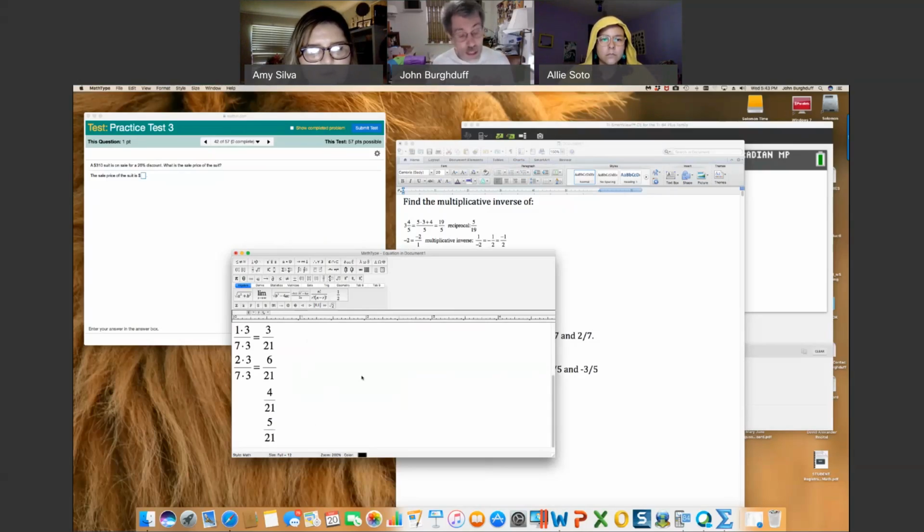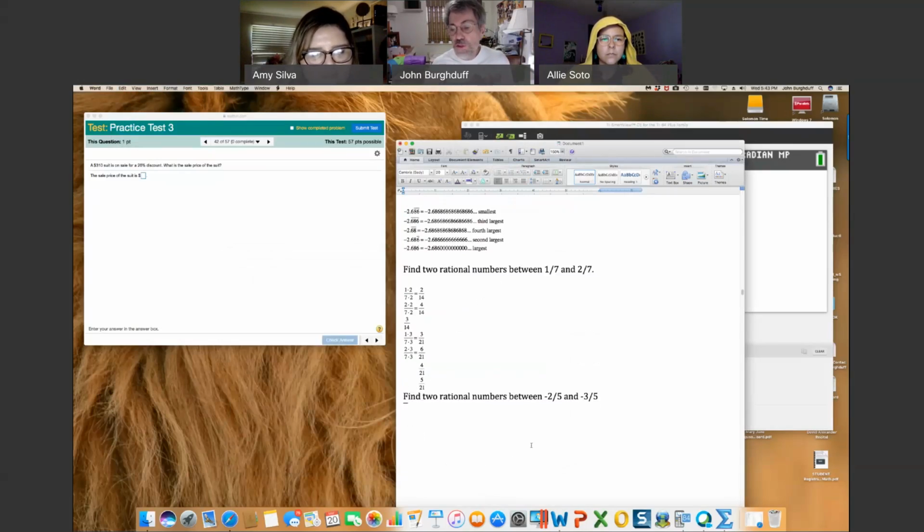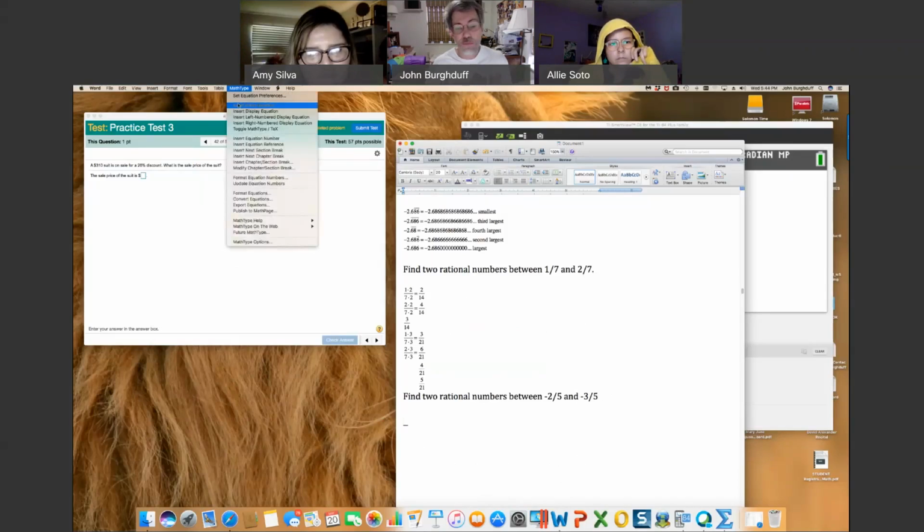Yeah, so the other one will actually work the same. Let me just post this there for all eternity. You can do the same thing. Find 2 rational numbers between -2/5 and -3/5. Even though it's negative, that doesn't actually cause much of a problem.